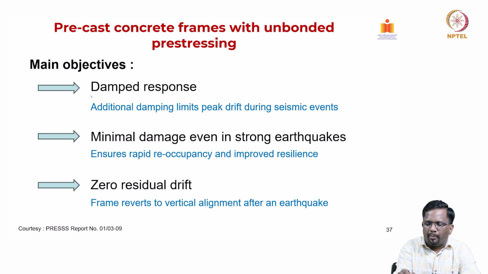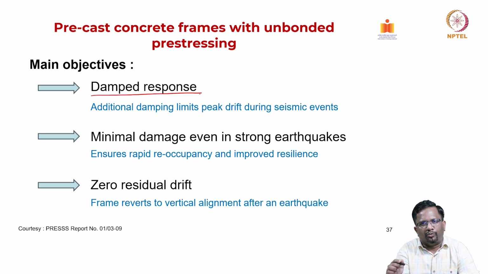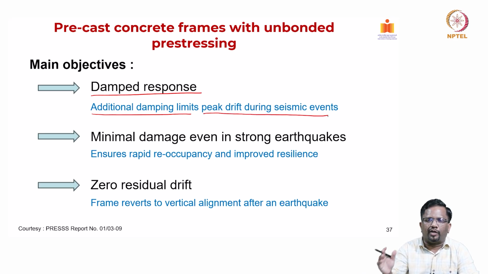We want to have a damped response. So what is the meaning of damped response? We want the system to dissipate the energy, because when an earthquake comes, it is going to input a lot of energy into the building system, and the structural system should be able to dissipate that energy. So the structural system, whatever we are adopting, should exhibit a damped response. Whatever additional damping we can achieve is going to limit the peak drift during a seismic event. So what is the meaning of drift? Drift is nothing but lateral displacement divided by the height of the story, and we need to limit that drift.